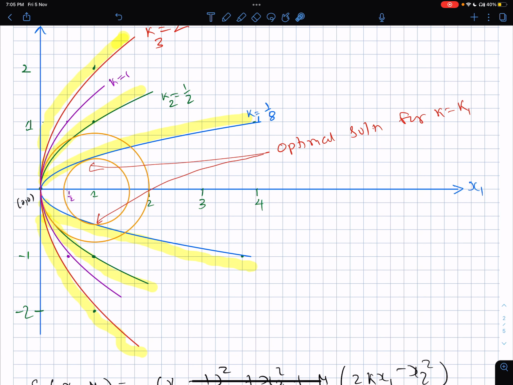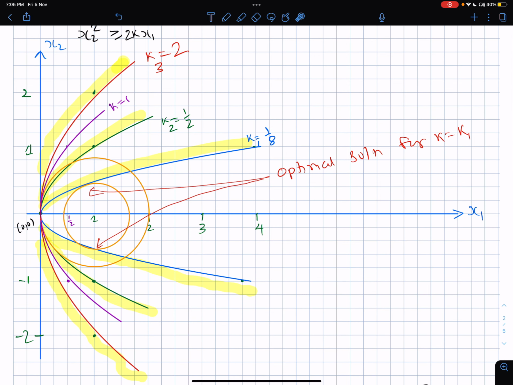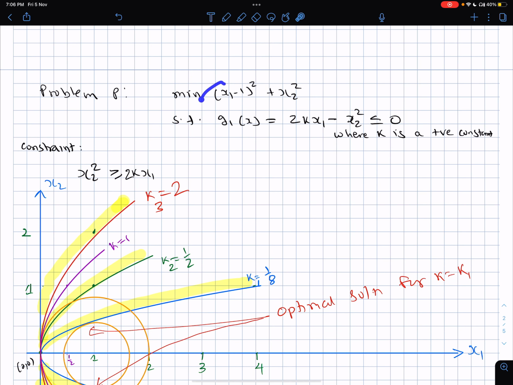Now, if I reduce the value of k, then it is quite intuitive to see that this is the way this parabolic kind of curve will come. And if I increase k, I will get curves which become larger, and they will appear like this. Now let's look at the contours of the objective function.